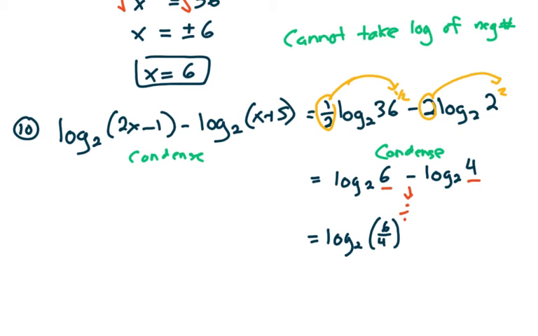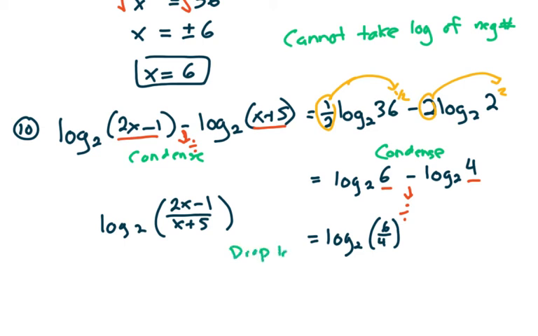All right, same thing on this left side. There's no exponents to move up, but the subtraction means to divide. So I'm dividing 2x minus 1 and x plus 5. So log base 2 of 2x minus 1 over x plus 5. And now here we can drop the logs. I'm going to kind of squish it over here in the corner. So I have 2x minus 1 over x plus 5 equals 6 over 4.